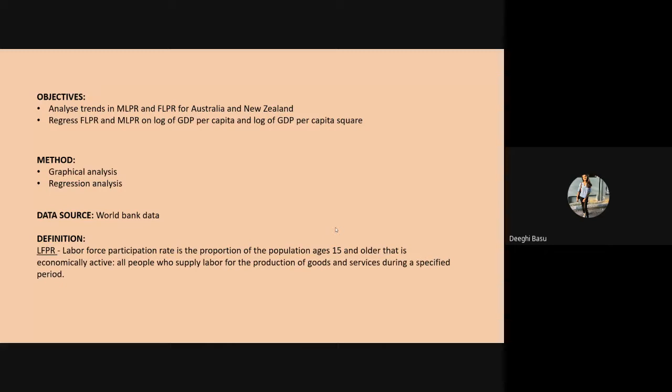The methods we have used in our analysis are graphical analysis and regression analysis. Our data source has been the World Bank data. The definition that we have used for labor force participation rate is that labor force participation rate is the proportion of the population aged 15 and above that is economically active, that is all the people who supply labor for the production of goods and services during a specific period.